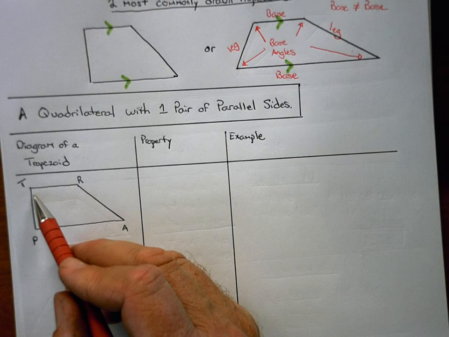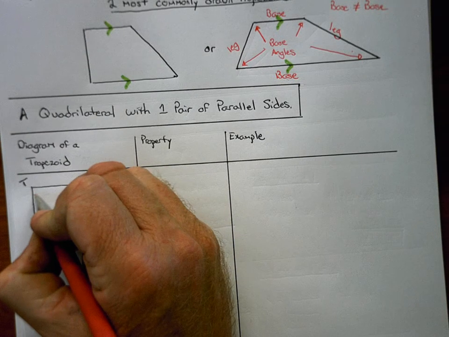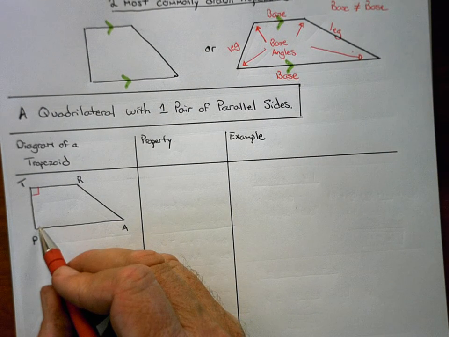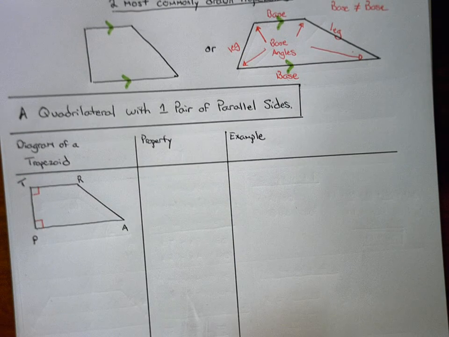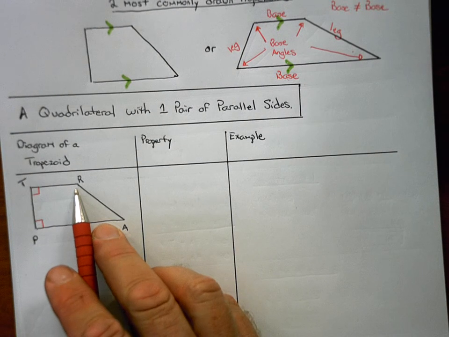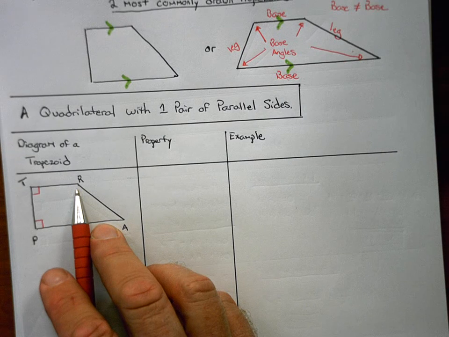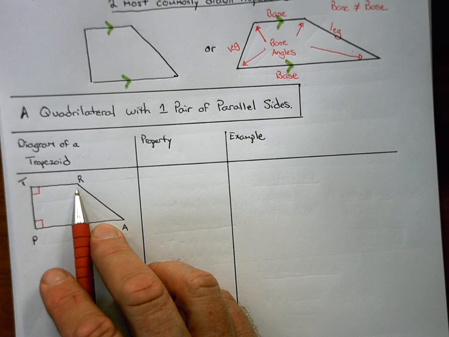How many degrees is angle T? 90. Good. Mark it. How many degrees is angle P? 90. Mark it. Now, somebody say out loud, you're free to speak. Give me a semi-intelligent angle measurement that angle R might possibly be. Just go ahead, yell it out.